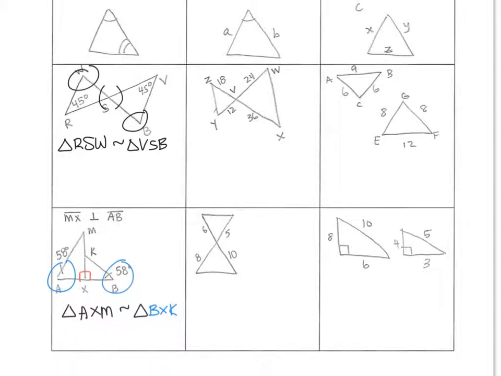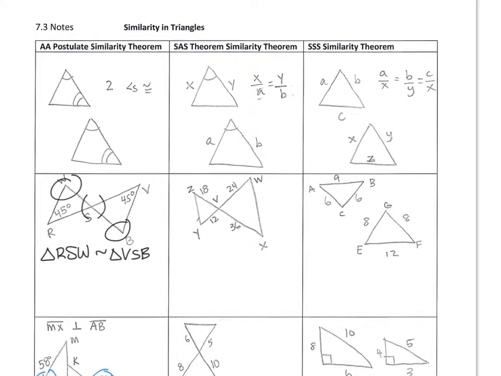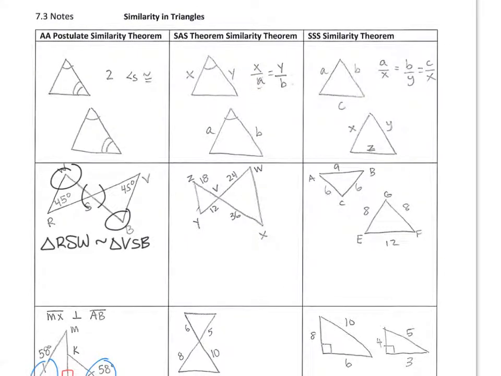The second way is side-angle-side. So the angle in between the two sides are proportional. So X is to A as Y is to B. So down here, I know that these two are vertical angles. So the way I do it is I take one of the triangles and I write the sides from least to greatest.